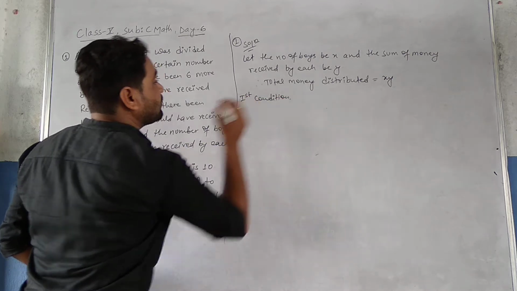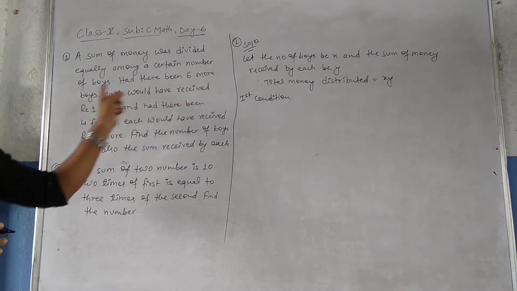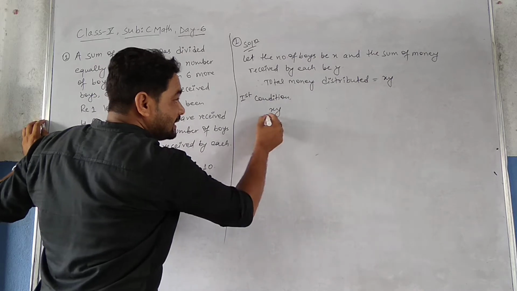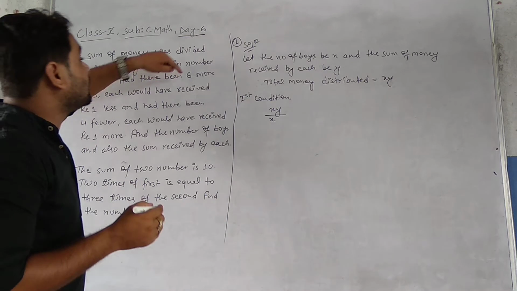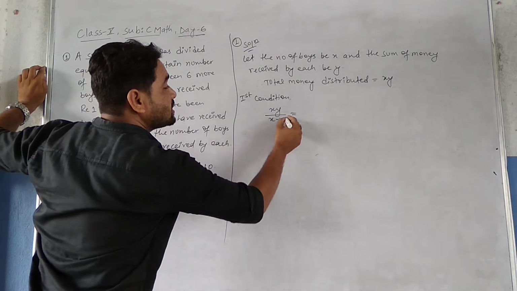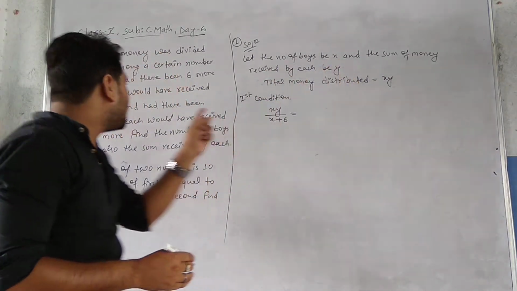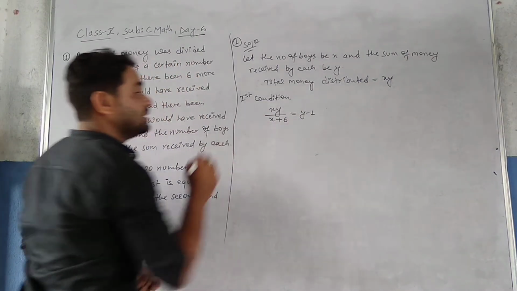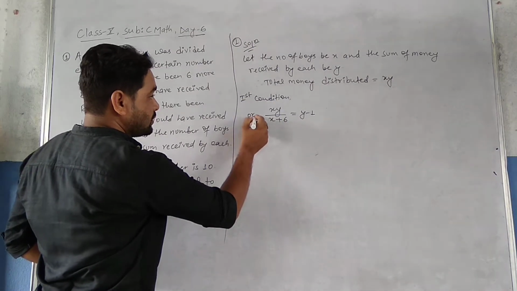from the first condition it is given that, had there been 6 more boys, that means when the total money is divided by the number of students, if the number is 6 more, that means x plus 6, they would have received, that means what? Each would receive y, but here it is 1 less, so it becomes y minus 1. This is the first condition. Let's simplify this at first.